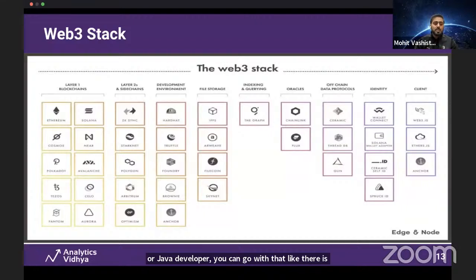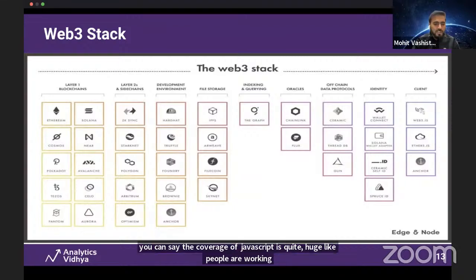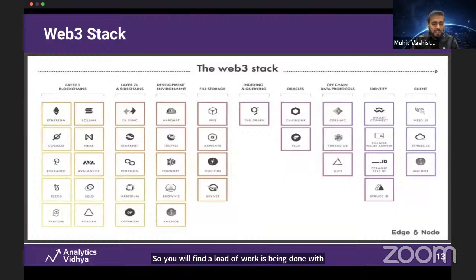But the community, the coverage of JavaScript is quite huge. People are working with JavaScript and TypeScript a lot. So you will find a lot of work is being done with JavaScript on the blockchain space. It doesn't mean people are not working with Python, or Rust. People are working a lot with Rust as well these days. So Rust and JavaScript you can explore, but there are others like Java, Python, and others. You can explore those as well.